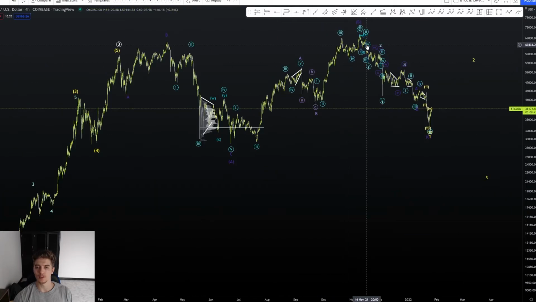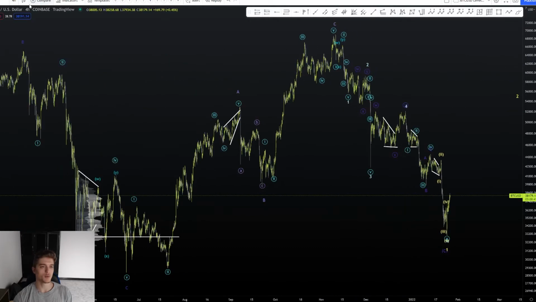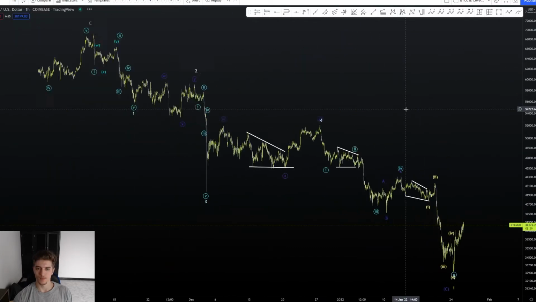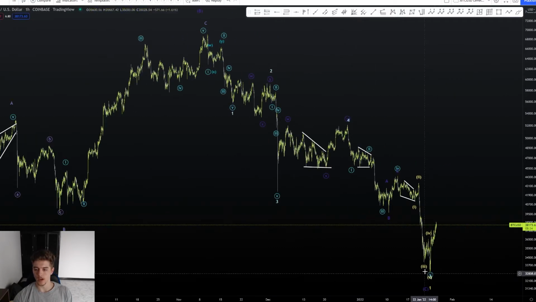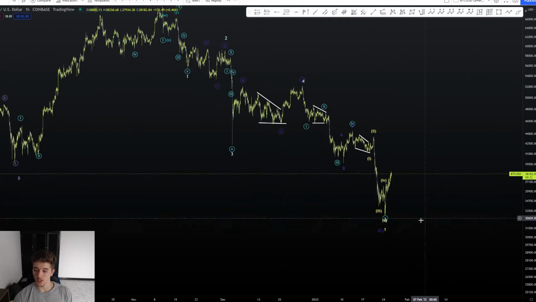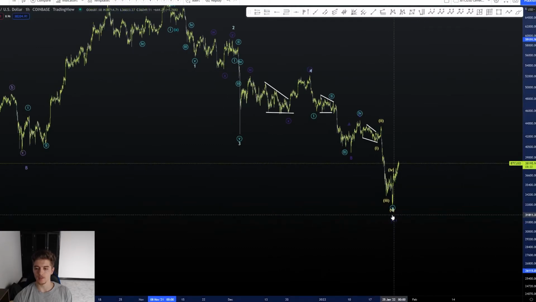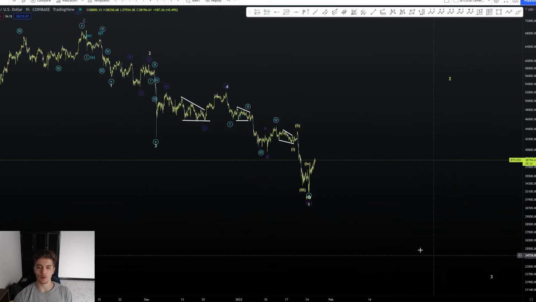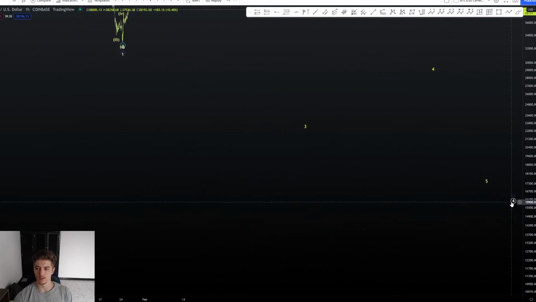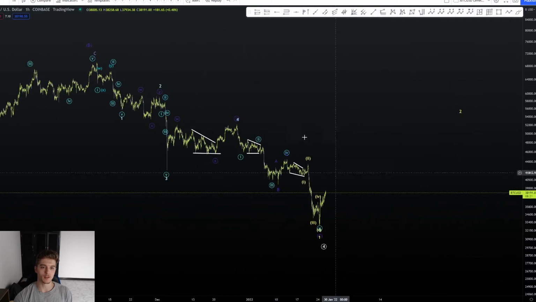If we count this as a 1, 2, let's zoom in a little bit more. So if we count this as a 1, 2, 3, 4, 5 down here, then we could have actually just completed this wave C of this running flat, which would have completed this primary wave 4, which is somewhere down here. So we could put this primary wave 4 here in the case of a running flat.